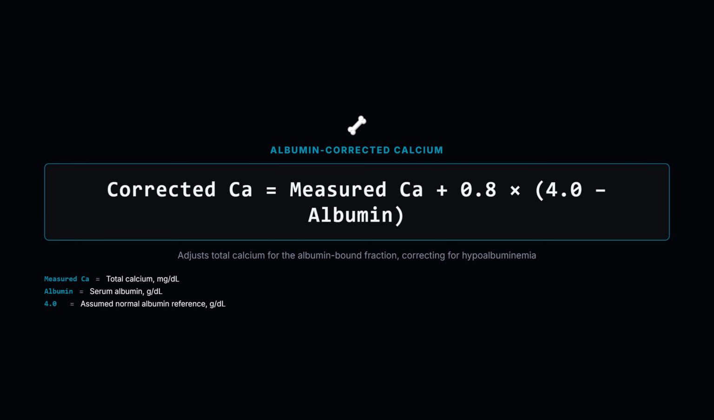Corrected calcium adjusts a total calcium result for low albumin, since roughly 40% of calcium travels bound to albumin. A low albumin makes total calcium look falsely low even when the physiologically active unbound fraction is genuinely normal.